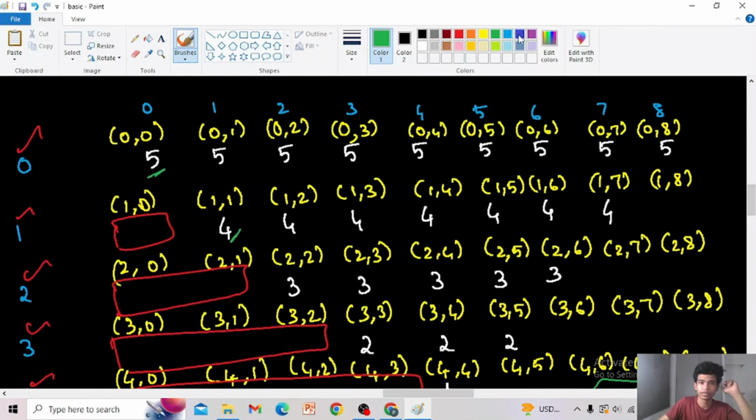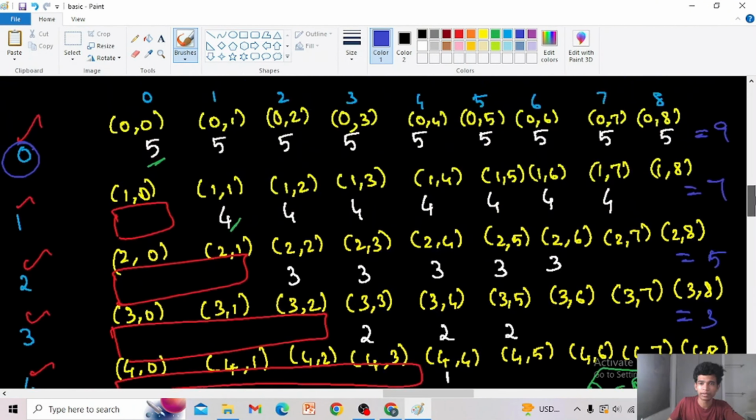Now what is the next question? The next is we want to print how many 5s in this row, how many 4s in this row, and how many times I have to print this 3. So just see here. At the 0th row I want to print nine 5s. At the first row, I want to print seven 4s. Next five, next three, next at last one.